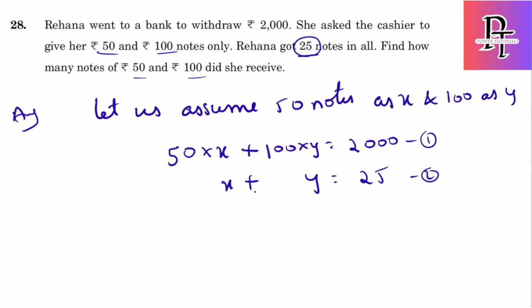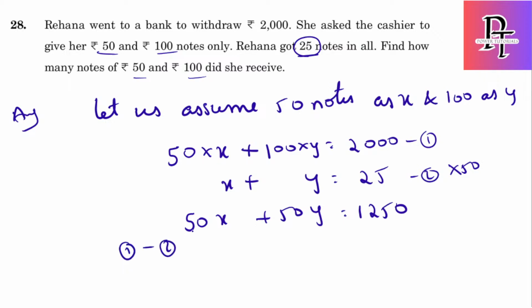So let's use elimination method. For that I will multiply the second equation with 50. So the second equation now became 50x plus 50y is equal to 50 into 25, which is 1250. Now let's use 1 minus 2. If I do 1 minus 2, 50x and 50x will get cancelled out. 100 minus 50, which is 50y, is equal to 2000 minus 1250, which is 750. So y value is 75 by 5, which is 15. So 100 notes are 15.